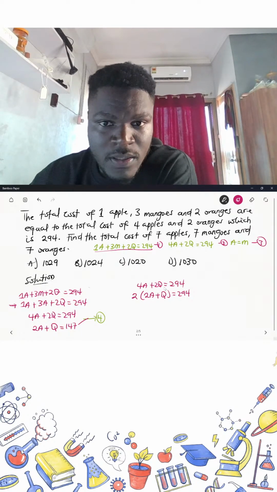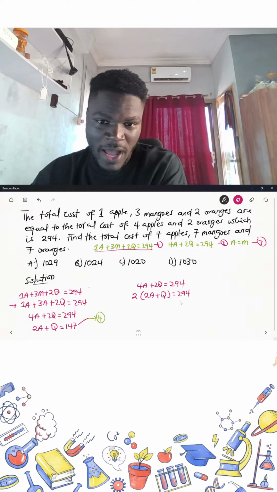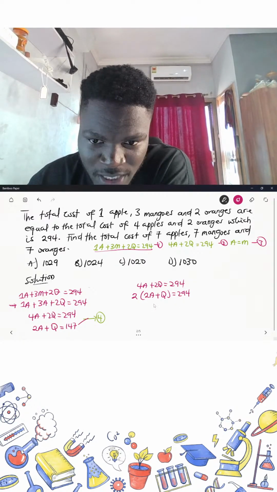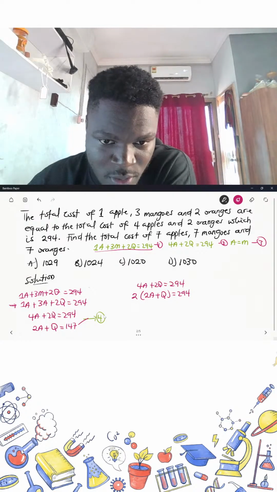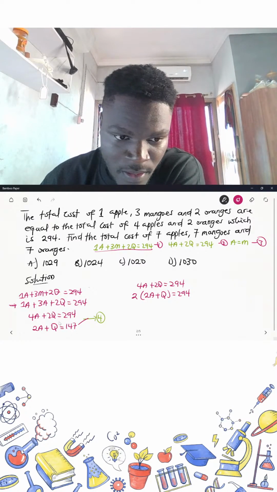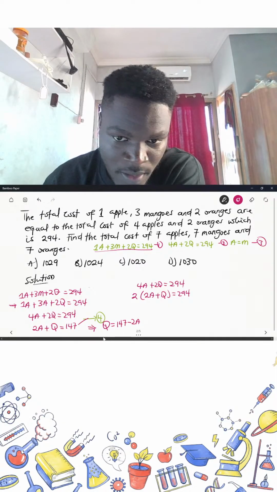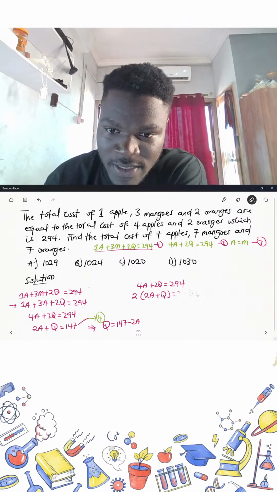Okay. So yes, I have up until here, but I'm looking at something. If I put this value in here, I'm still just going to get this. So what I would do is make something the subject over here. From here, if I make q the subject, I will have 147 minus 2a. Are you okay?